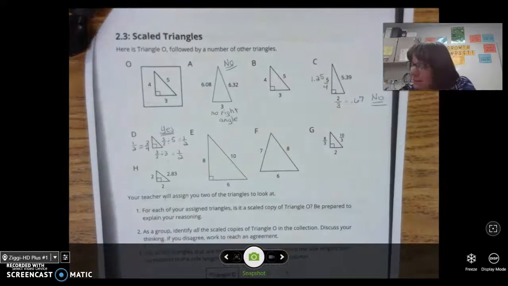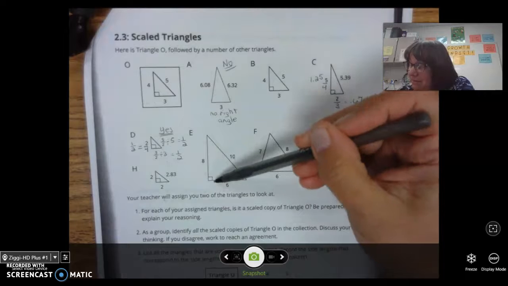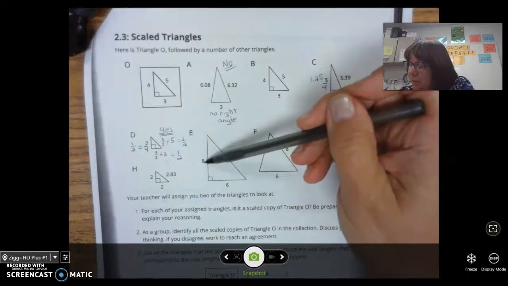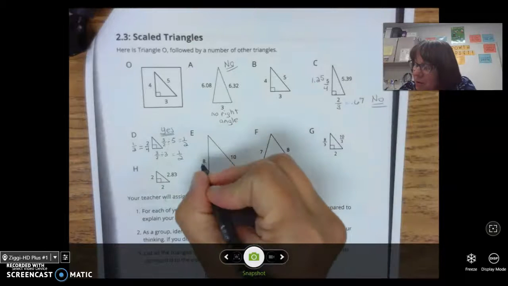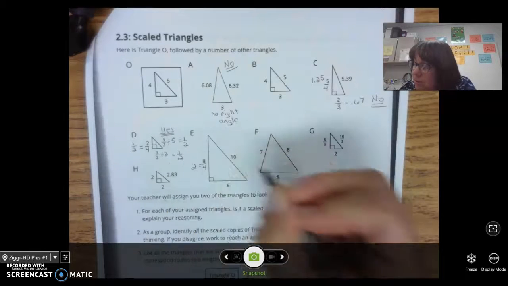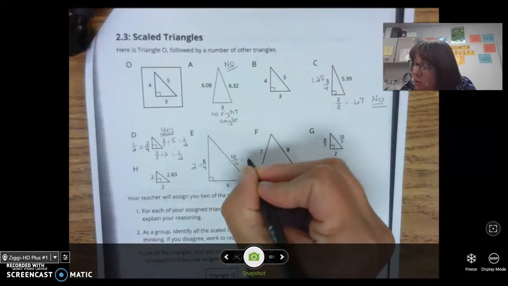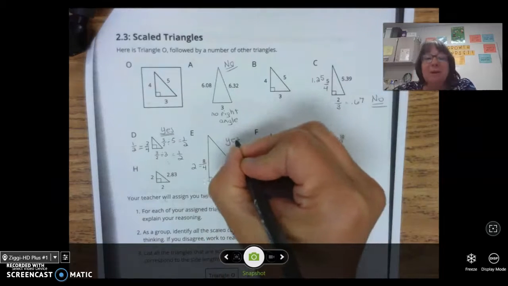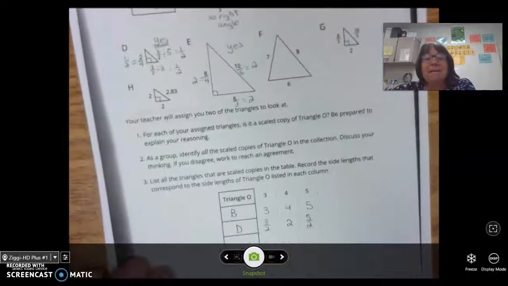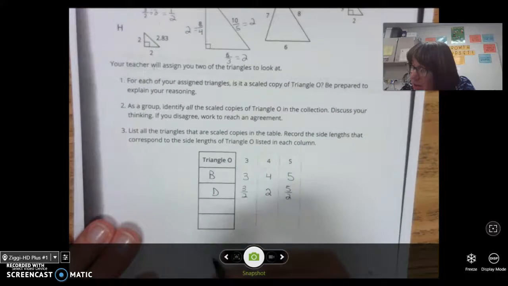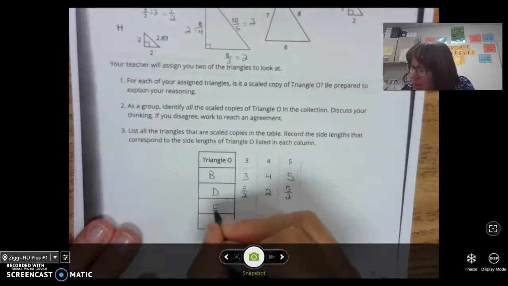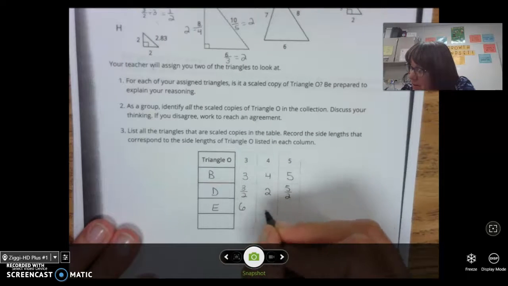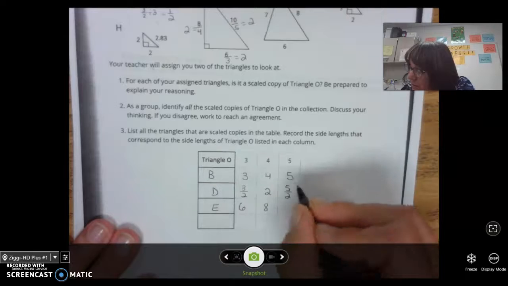So now let's go to E. We have the right angle, 4, and then we have 8. Well, what's 8 divided by 4? That's 2. What's 10 divided by 5? 2. 6 divided by 3? 2. So again, we have another scaled copy. And we're going to put it in our chart. E was a scaled copy. And the side that was 3 was 6. Side 4 was 8. And 5 was 10.